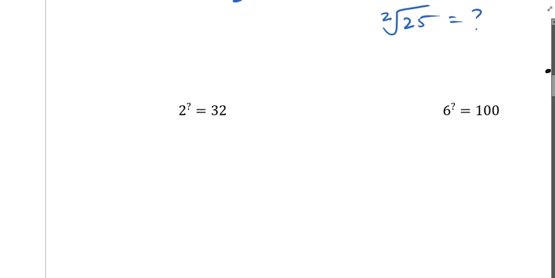2 to the what is 32? So 2 to the something is 2 to the 5. Therefore, the thing we were looking for was 5. 2 to the 5 is 32.